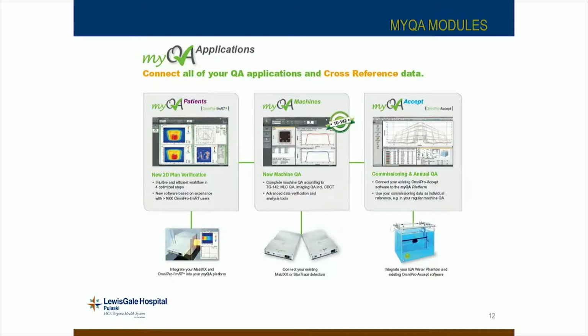If you're an IBA user already, you're familiar with some of these. If you're not, years ago you had separate software for the Blue Tank, separate software for Morning QA, and separate software for IMRT QA. And so this has taken everything and added it into one common platform. So you have your myQA Patients, which is your IMRT QA, you have your Machines, which is all of your machine QA, and you have your myQA Accept, which is what you run your Blue Phantom.